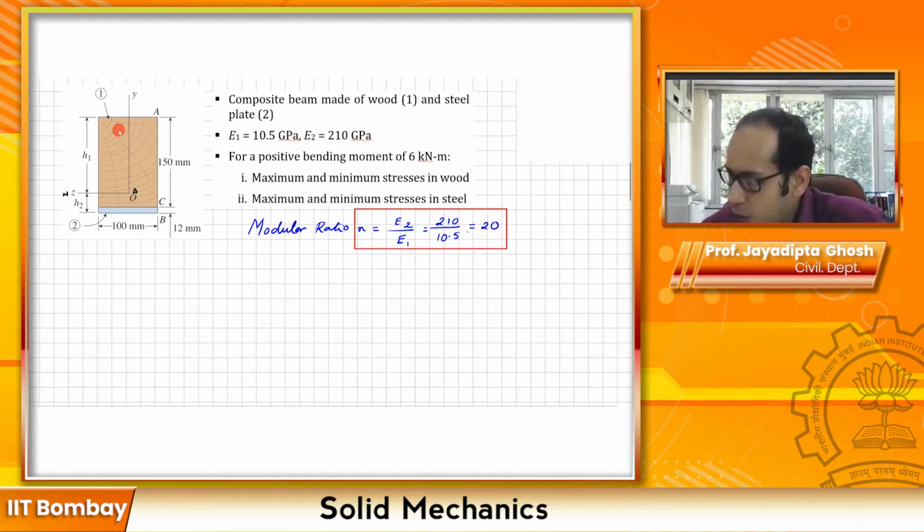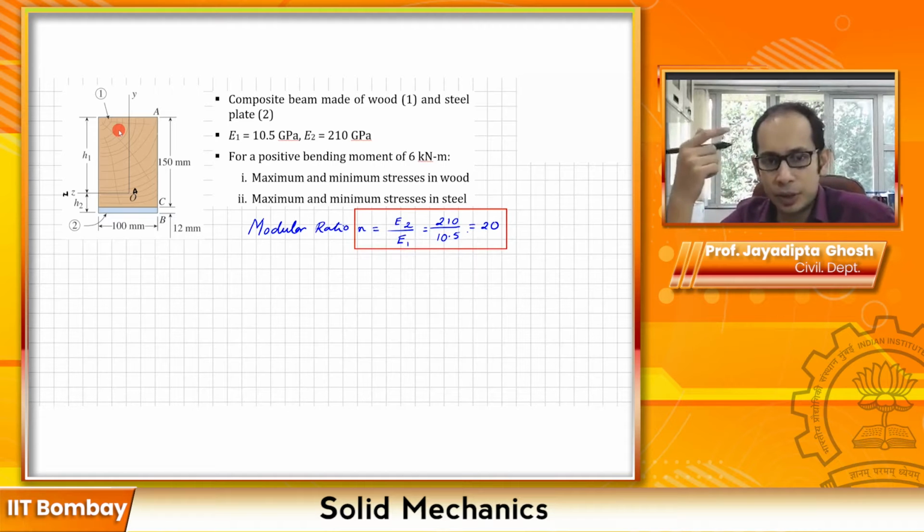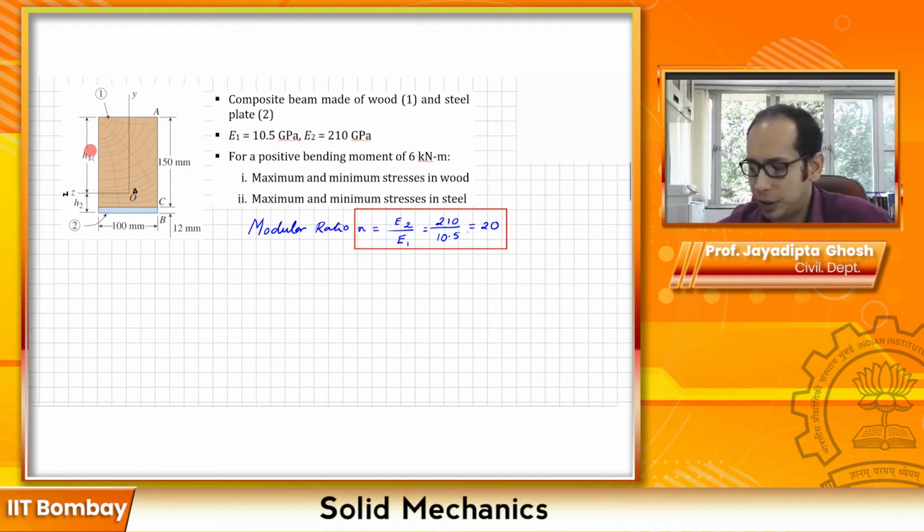So now how am I going to use this modular ratio? Remember, the next step is that the width of material 2 now increases. Material 1 stays the same. So the section that you see over here stays the same.